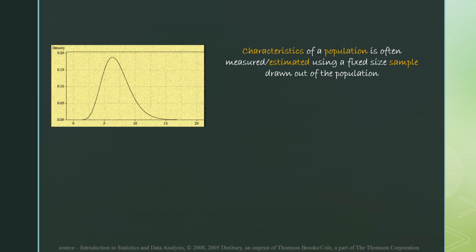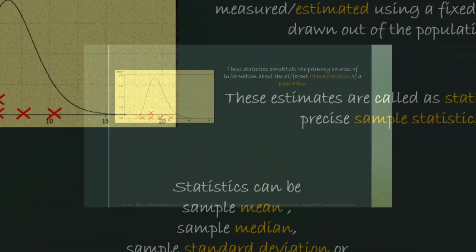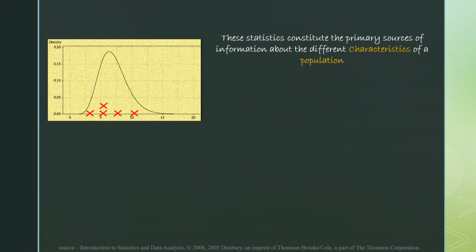Characteristics of a population are often measured or estimated using a fixed size sample drawn out of that population. These estimates are called statistics, to be precise, sample statistics. Statistics can be sample mean, sample median, sample standard deviation, or proportion of individuals in the sample that possess a particular property, like alcohol consumers. These statistics constitute the primary sources of information about the different characteristics of a population.